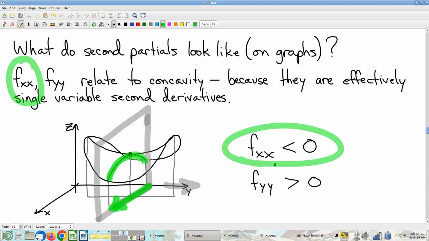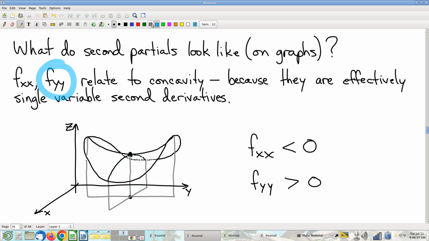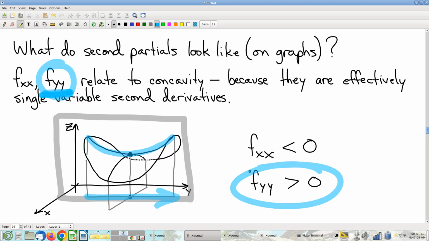All right. Likewise for fyy, and just real quick, I'll point out that if you're taking fyy, that means that x is constant. That means that I'm stuck on this cross-section, where the cross-section looks like that, and I'm effectively treating this now as a single variable function of only y, in which case the second derivative tells me about, again, concavity. This time concavity in the other direction, though. Right? And so here, concave up in the y direction would mean that fyy is positive. Everybody good?